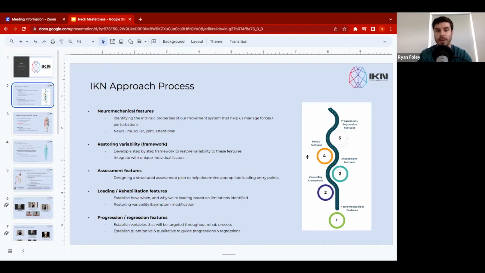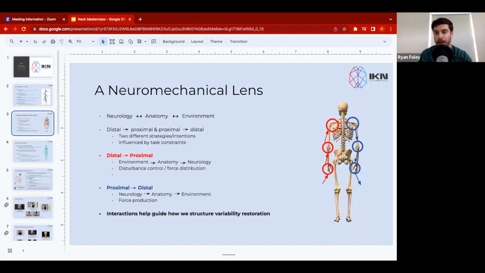When we look at these neuromechanical features, what we're looking at is the intrinsic properties of our movement system that help us manage forces and manage perturbations. We split these into neural, muscular, joint, and attentional features. These are essentially the design features of our movement system that, like I said, are universal or consistent across all individuals.